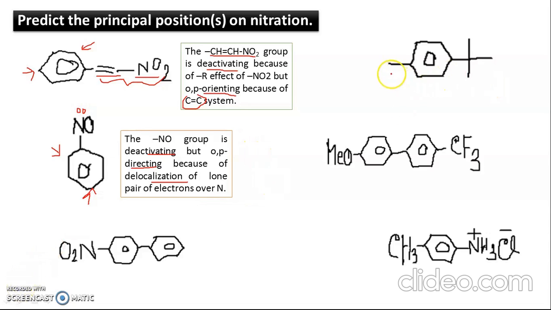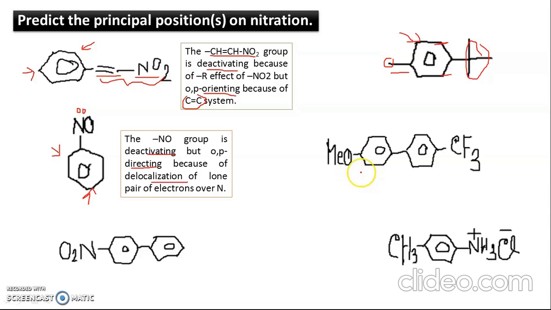The next molecule has a benzene ring with a methyl group and a tertiary butyl group. Both have a donating effect, but here we have to consider the steric factor. If you insert the NO2 group at these two carbons, it will be a highly sterically hindered condition. So that is why this position will be the position where the nitro group will be inserted.